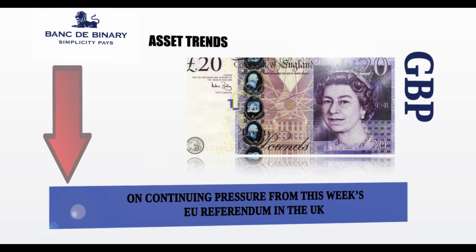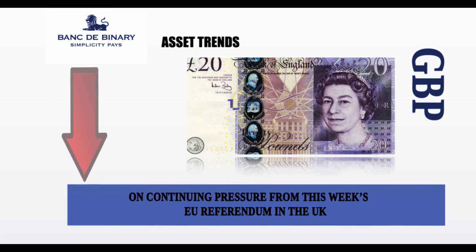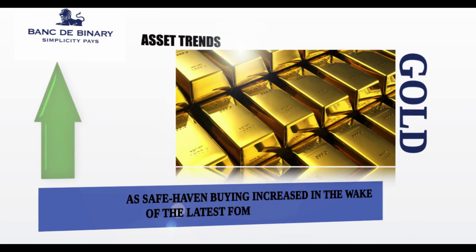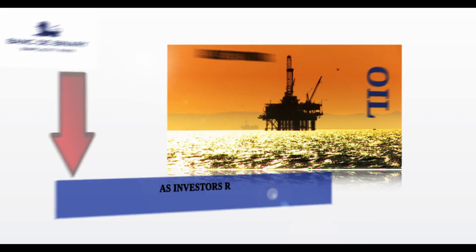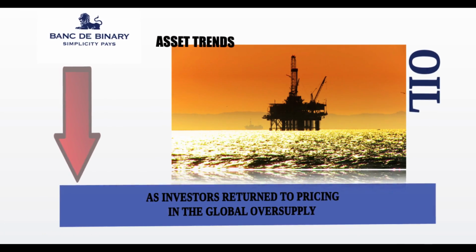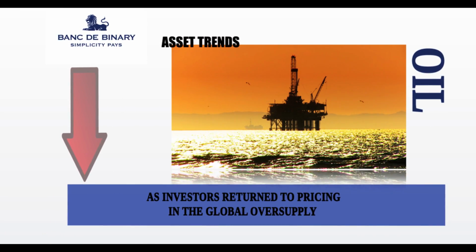The GBP was down in continued pressure from this week's EU referendum in the UK. Gold was up as safe haven buying increased in the wake of the latest FOMC meeting results. Oil was down after its fragile recovery as investors returned to pricing in the global oversupply.